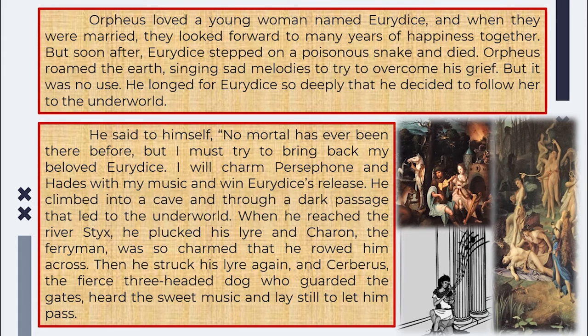When he reached the river of Styx, he plucked his lyre, and Charon, the ferryman, was so charmed that he rowed him across. Then he struck his lyre again, and Cerberus, the fierce three-headed dog who guarded the gates, heard the sweet music and lay still to let him pass.